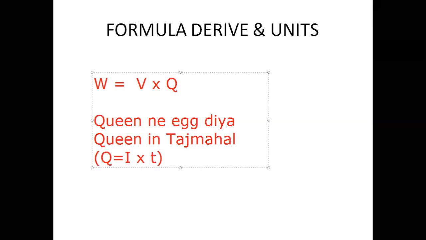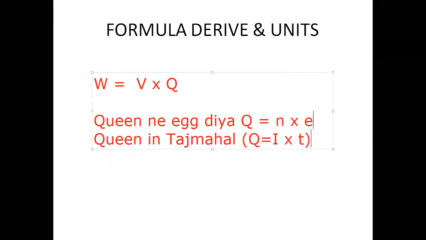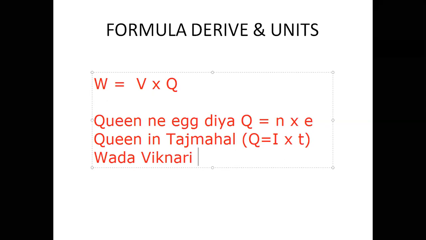This formula, Q is equal to N into E. Now what about the third one? For this W is equal to VQ, remember this, it is Vada Viknari Queen. ठीक है, Vada Viknari Queen. So it's a very simple one. I know it's a Marathi tone, but remember that it is used for your mnemonics. There are so many formulas in this lesson. You need this kind of mnemonics to remember the formula. Queen ने एक दिया, Queen in Taj Mahal, Vada Viknari Queen. ठीक है. So these first letters have to be used as the formula. W, V and Q. Vada Viknari Queen.